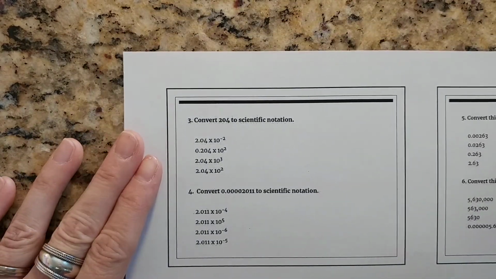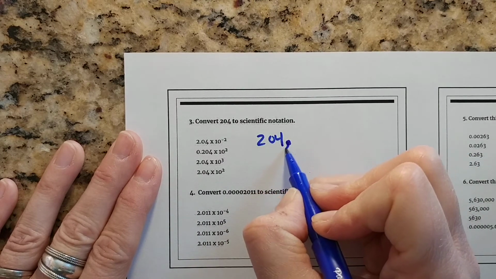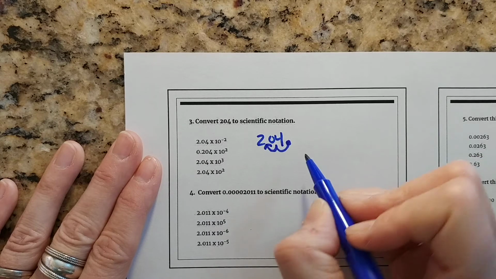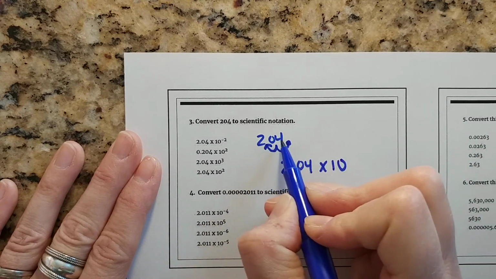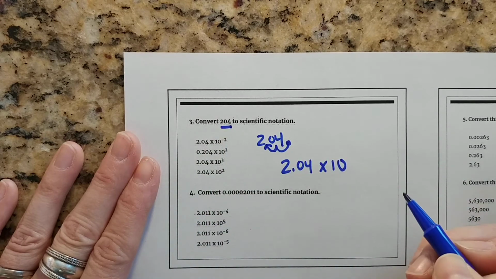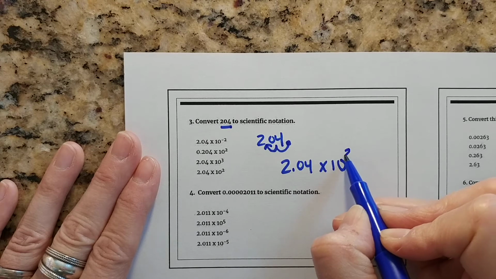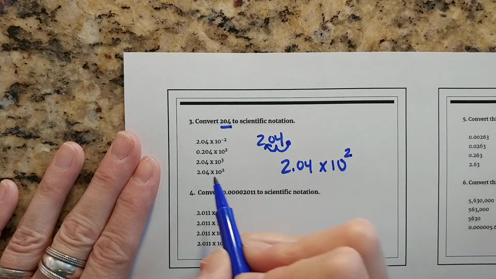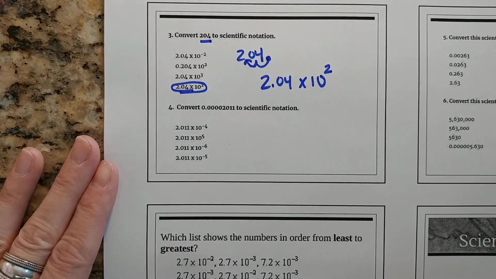Number 3, 204. Right now the decimal point's here. I want it to move to the left 2 places. So 2.04 times 10 to the, well, the number is 204. So to get this to be 204, I want it to move to the right twice. So times 10 to the second power. Answer's here.